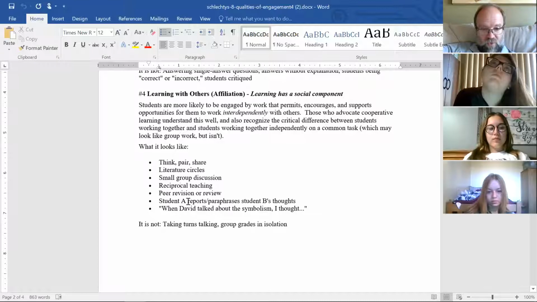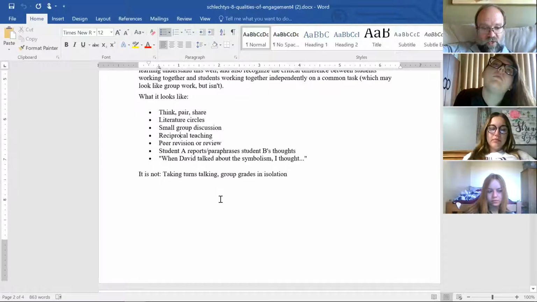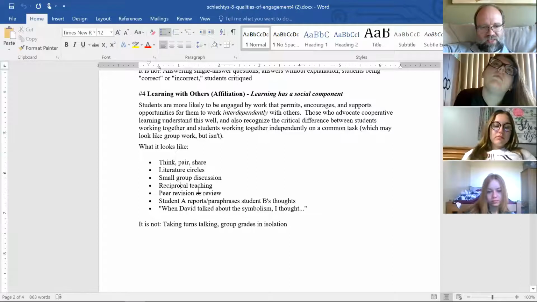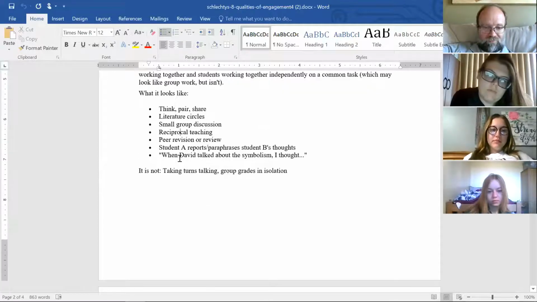Peer revision, peer review. Student A reports or paraphrases student B's thoughts. So again, with reciprocal teaching, if I ask student A to tell student B what I just said, and then student B says back to me what student A told him, that is reporting or paraphrasing. So anything that you see like that, where students are put together with each other and asked to process information together, that's learning with others.